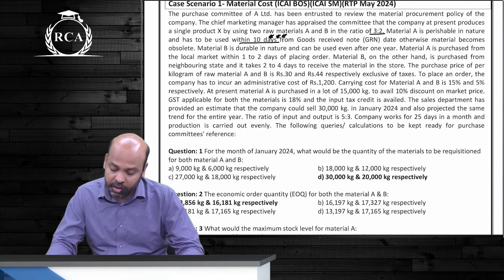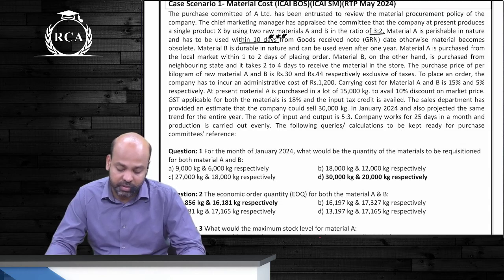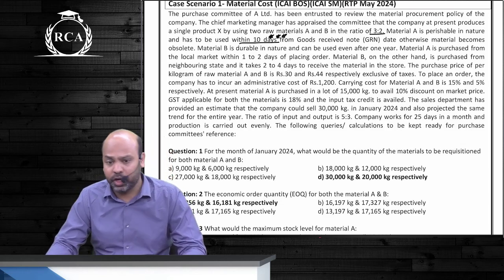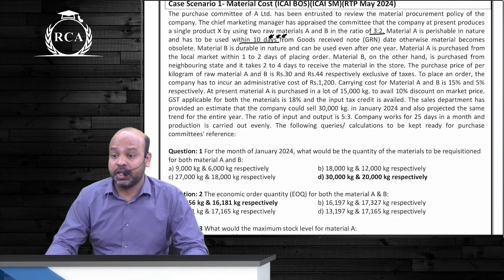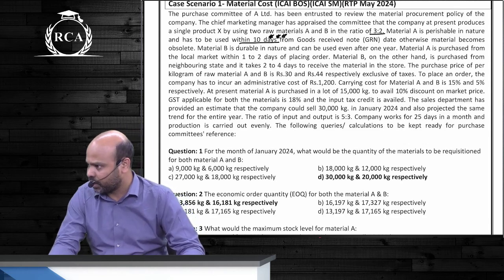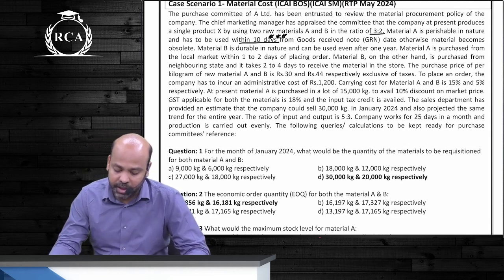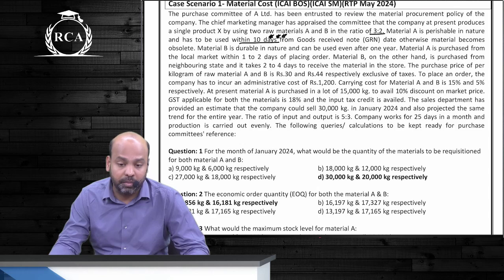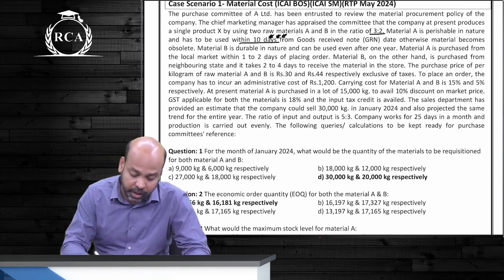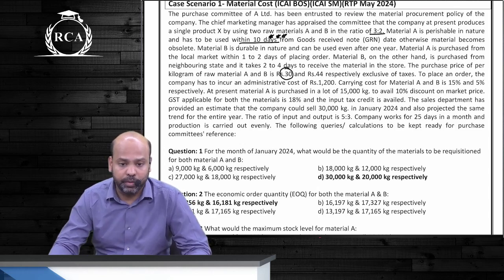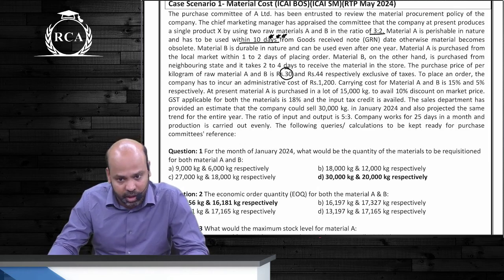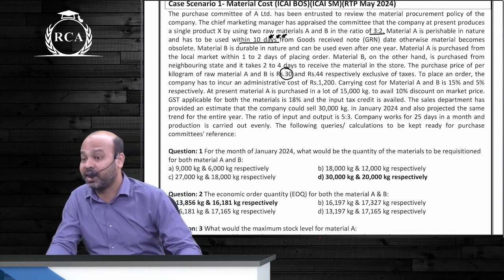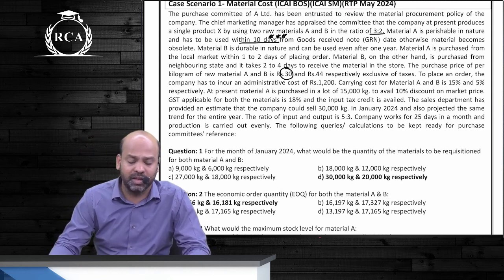Carrying cost of material A and B is 15% and 5% respectively. So whenever carrying cost is given in percentage, guys, I told you it is always as a percentage of purchase price per kg. Is that clear, guys? At present, material A is purchased in a lot of 15,000 kgs to avail 10% discount on market price. So though the market price is 30 rupees, right now, because you are buying a higher quantity per order, we are getting a discount, and the cost that we are incurring beta is only 27 rupees, 30 rupees minus 10%.